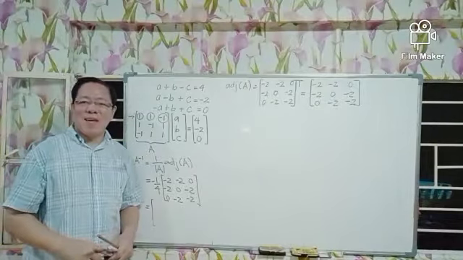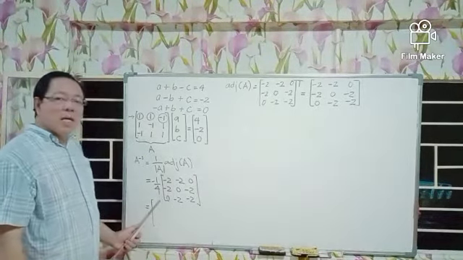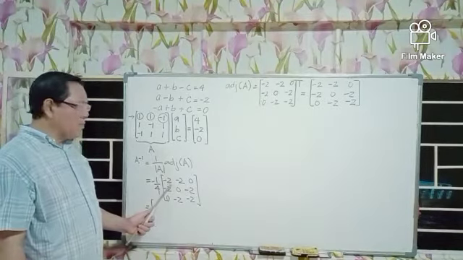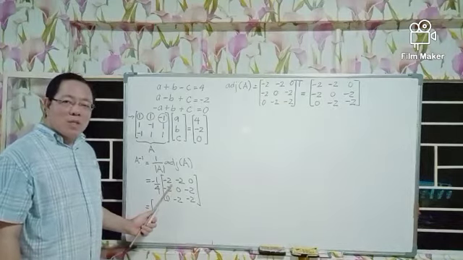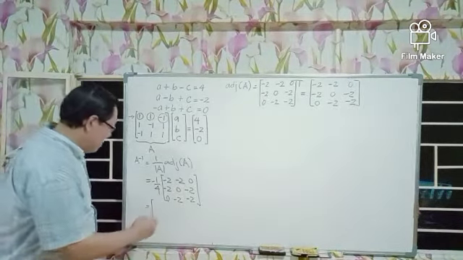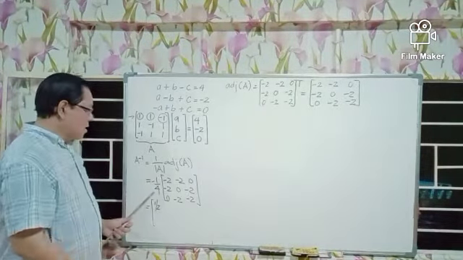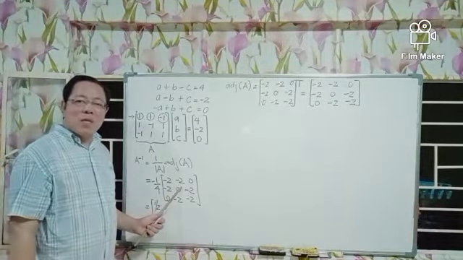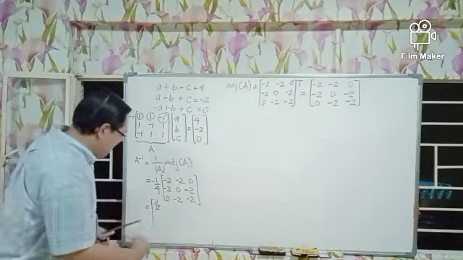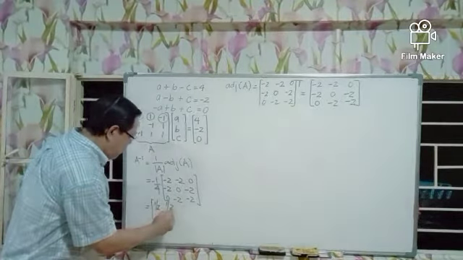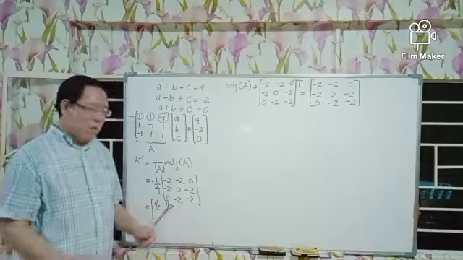To perform the scalar multiplication, we multiply each entry of this matrix by negative 1/4. Negative 1/4 multiplied by negative 2 is positive 2 over 4, in lowest terms is 1/2. Negative 1/4 multiplied by negative 2, that's positive 2 over 4, in lowest terms is 1/2. Negative 1/4 multiplied by 0 is 0.